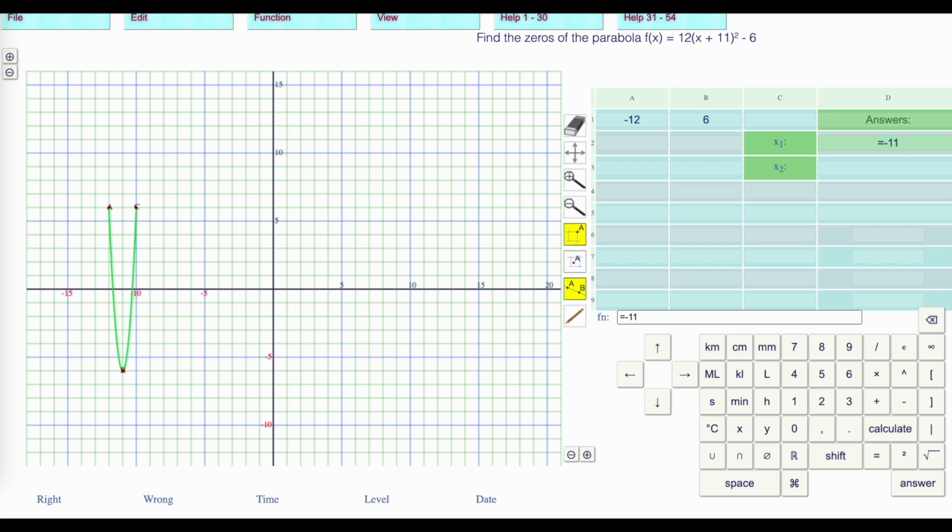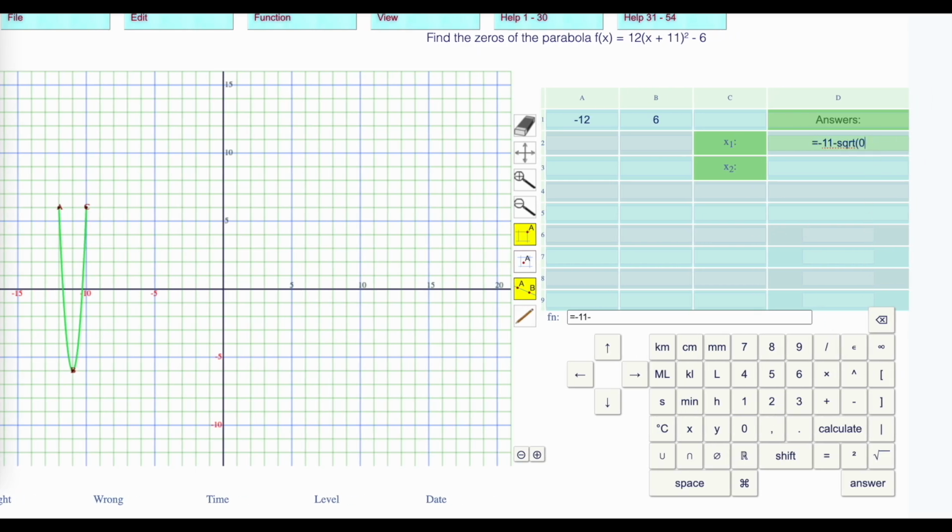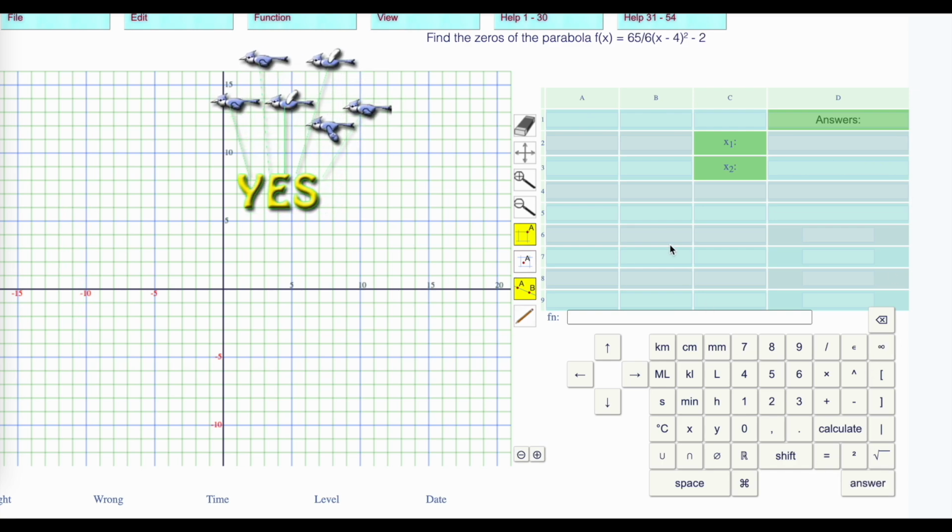Negative 11 plus or minus, so I'm going to do minus the square root of 0.5. And that gives us negative 11.707. I'm going to fill that down to get the positive plus or minus the square root. I'm going to do the plus square root right there. That gives us negative 10.29. There's the negative 10.29 right here. Negative 11.707 is right there. And then we press enter to see if we are correct. That's how to find the zeros or the x-intercepts of the parabola.